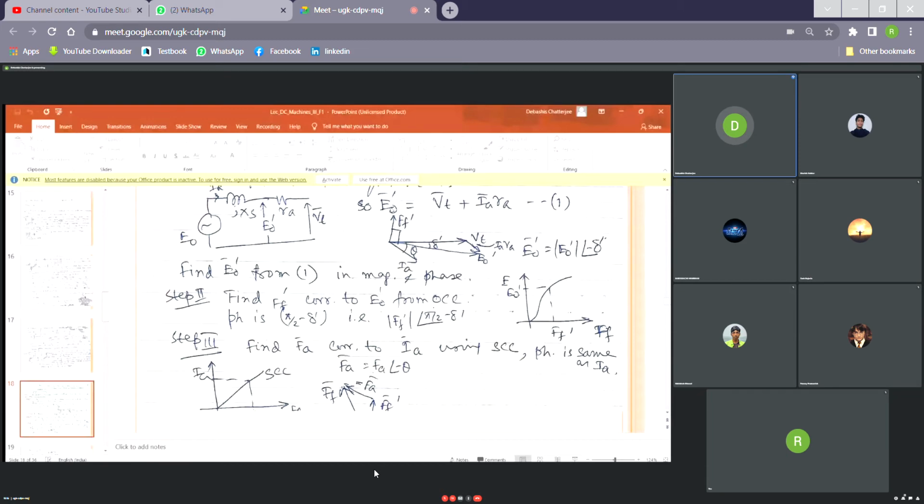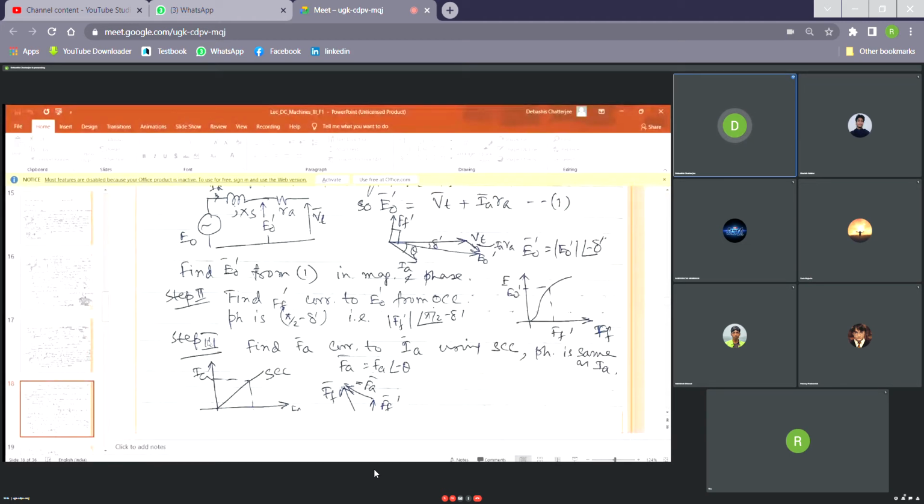Now the phase of E0 dash is clearly shown. It is actually when the current is lagging by theta. We have assumed a lagging power factor load. So E0 dash has a phasor of minus delta dash, and behind this E0 dash, FF dash will be leading E0 dash by 90 degrees. So the phasor of FF dash will be 90 degrees minus delta dash from the reference phasor VT. It's quite clear. So you have got the value of FF dash from the OCC and you know the phase also.